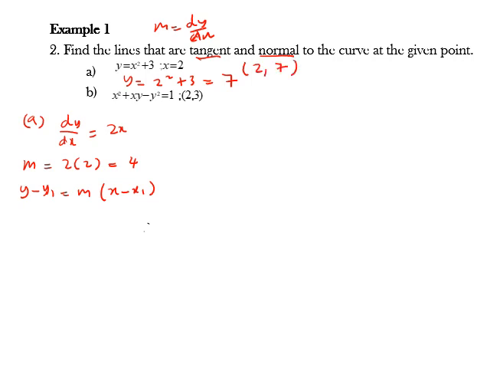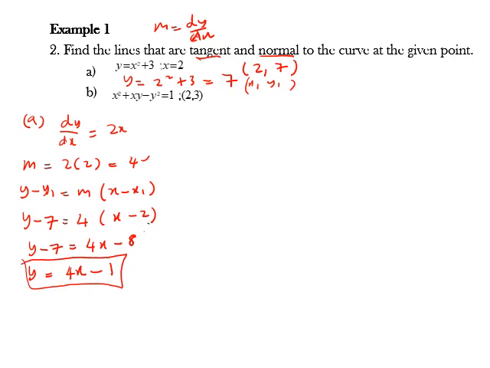So here (x1, y1). So y minus 7 equals m, which is 4, times (x minus 2). So y minus 7, we have to write y equals mx plus c. 4x minus 8, so y equals 4x minus 1. So this is the equation for the tangent, for the first one, tangent.